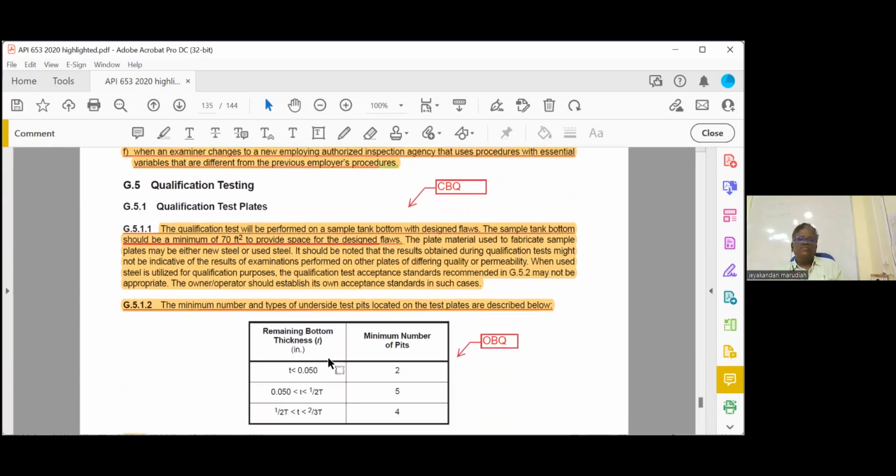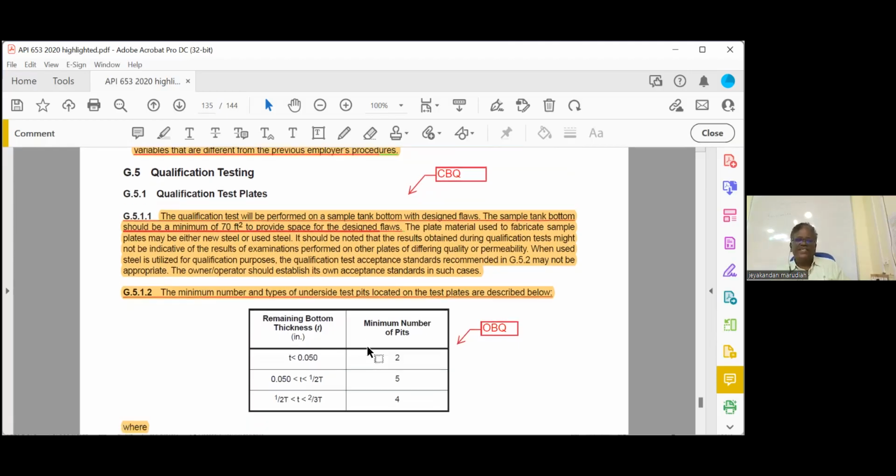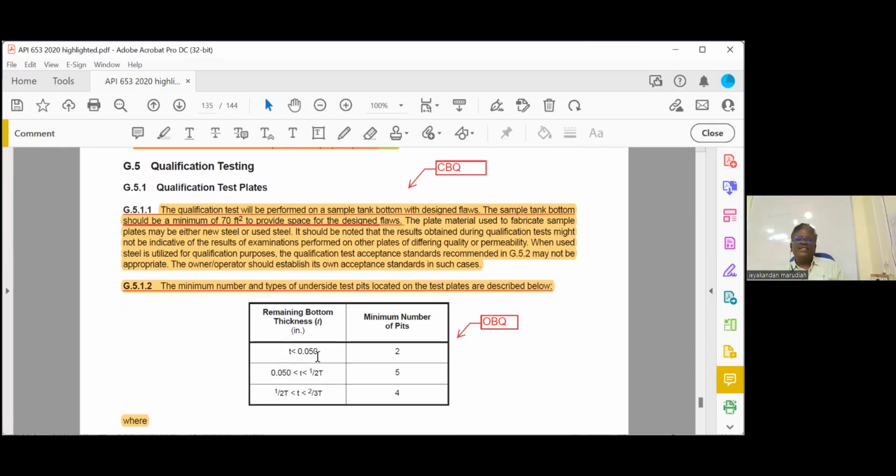Then what is the minimum number of underside pits? Again, there is a mistake in the hard copy. Please write this: less than T, there is a T missing everywhere. T less than 0.05, what is 0.050? 1.3 mm. We should have a minimum of 2 pits. Write this in the hard copies. 0.05 to T less than half of the capital T, the original thickness. Capital T is the original thickness. We should have a minimum of 5. When thickness is greater than half T but less than 2/3 of the thickness, we should have a minimum of 4. Please write this in your book.